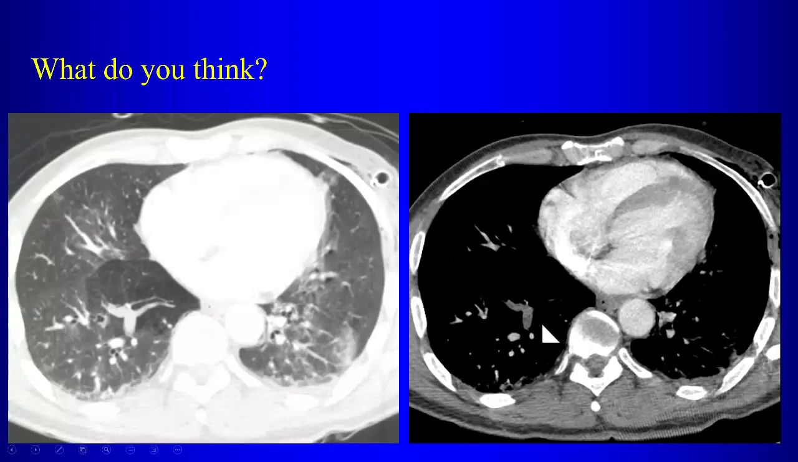Well, we have a tubular opacity that's branching. What's the attenuation of this? Low. How low? Yeah, so it looks like it's fluid attenuation. What do you notice about the lung? Air trapping. There's air trapping in the surrounding lung.